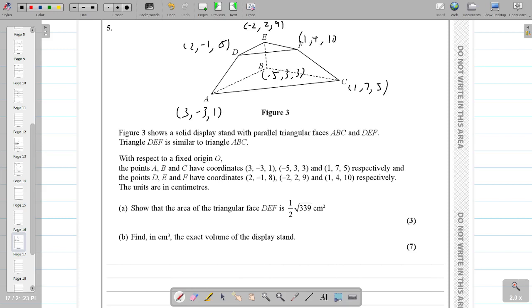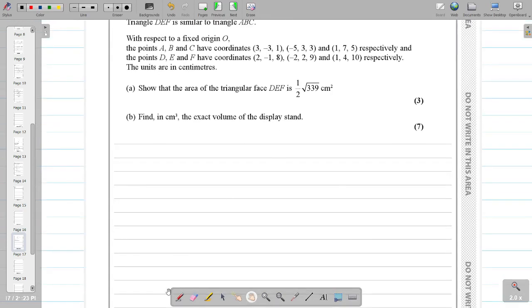Alright. Units are in centimeters. Show that the area of the triangular face DEF is that. Alright, so let's just try to rederive the formula for the area of a triangle.